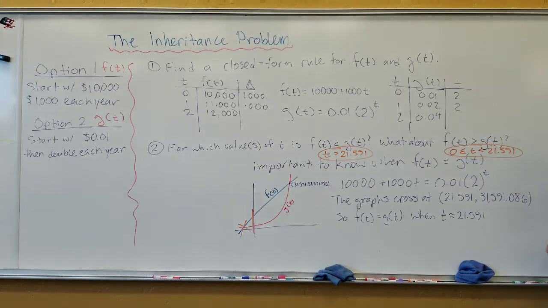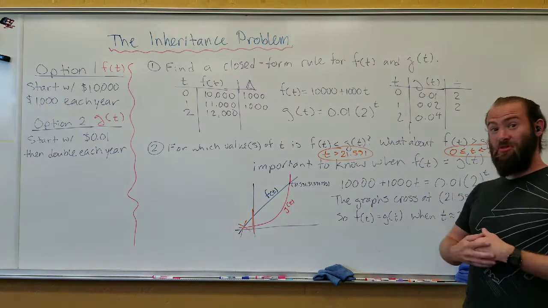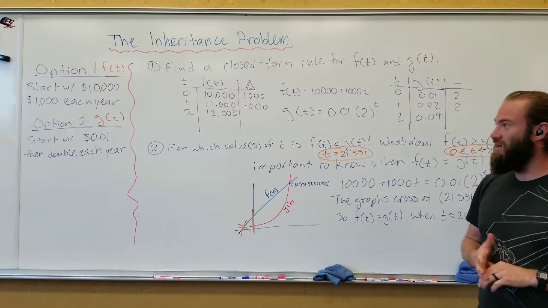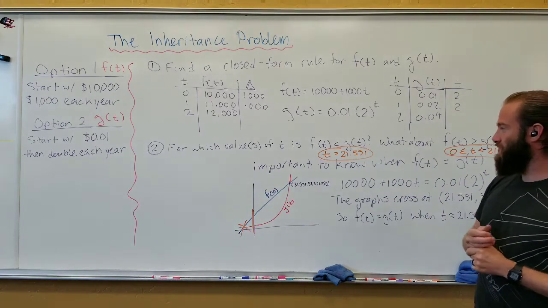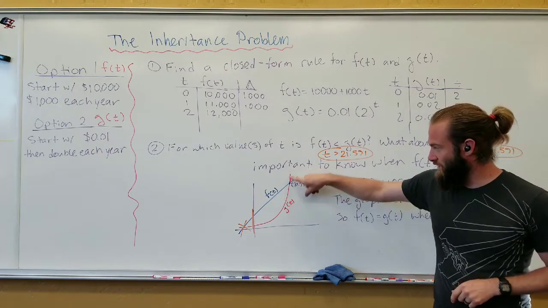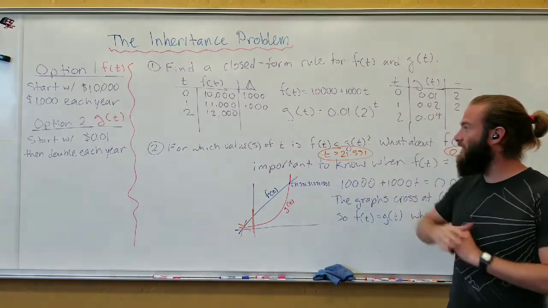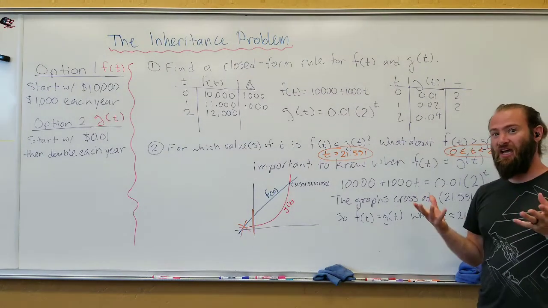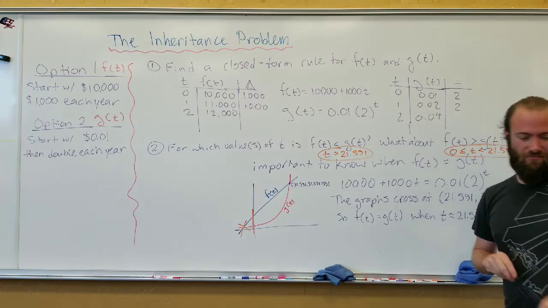So now I have all the information we need on what would be the better option. If I'm about to die within 22 years, or that's likely, then maybe I want to choose f of t, because f of t is bigger within the first 22 years. But if I'm actually planning on receiving my full inheritance, it looks like option 2 would be better because g of t is actually going to be much greater once I pass that. Okay, so let's go ahead and move on to a new way of thinking about the same problem.